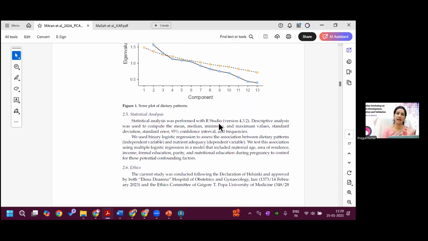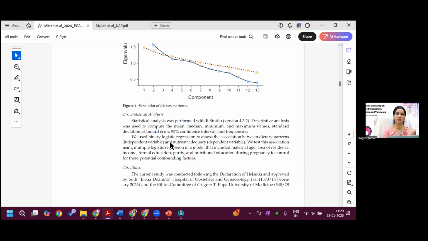This Jamovi, actually in the background, if you see the diagram, is exactly like this. Why? Because generally in R you have to write the commands, but then Jamovi was invented as a point-and-click interface, and you don't have to write commands. I have seen that article also. They have done it in R Studio using the R package, and then they have done the descriptive analysis.